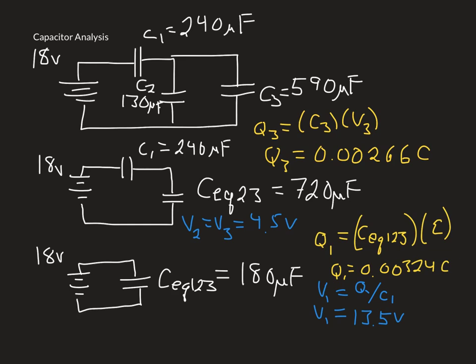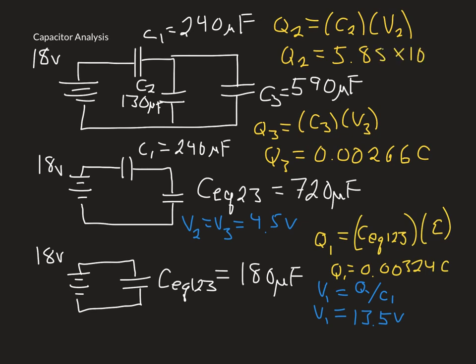And I'm going to do the same procedure for C2. So for capacitor 2, to find the charge on it, Q2, I'm going to multiply the capacitance, 130 microfarads, times the voltage, 4.5 volts. This one comes out pretty small because the 130 microfarads is pretty small. So 5.85 times 10 to the minus 4 coulombs, that's 0.000585.